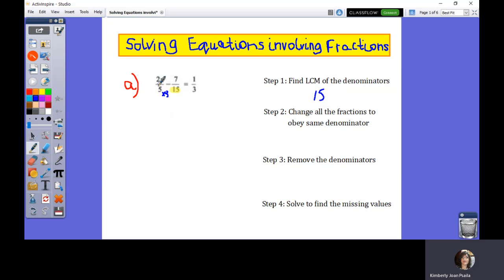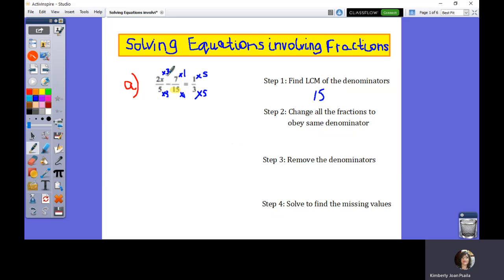However, what you do to the denominator, you also have to do to the numerator. The denominator 15 can stay as it is, since it is multiplied by 1. So 15 times 1 gives us 15. Now, 3 times what gives us 15? 3 times 5 gives us 15. Therefore, we also need to multiply the numerator 1 by 5. And now we have changed all the fractions to the same denominator.